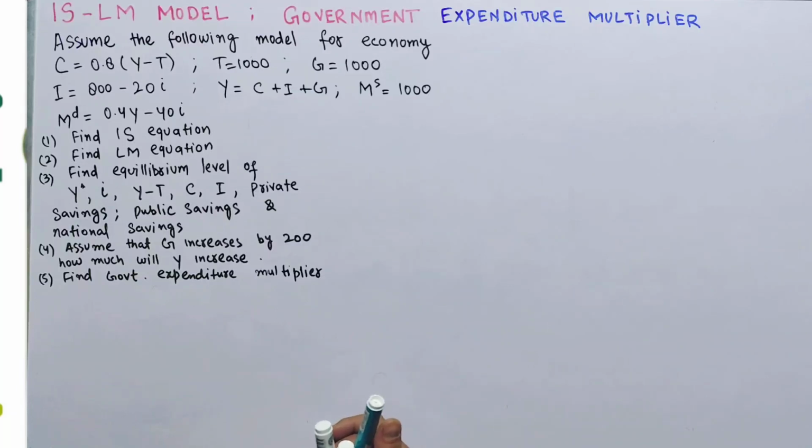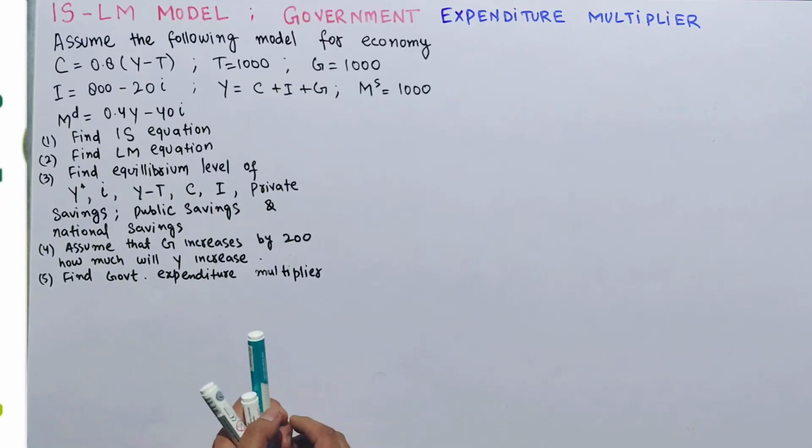In this video, we will solve a question on the IS-LM model and how to calculate the government expenditure multiplier, how to derive the IS equation and LM equation, and how to find the equilibrium level of income, rate of interest, consumption, investment, private savings, public savings, and national savings.